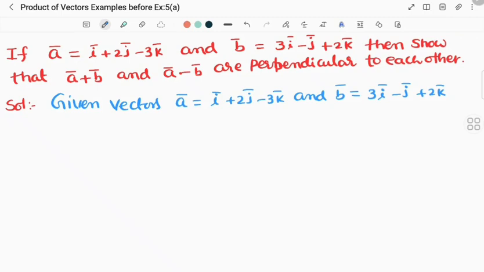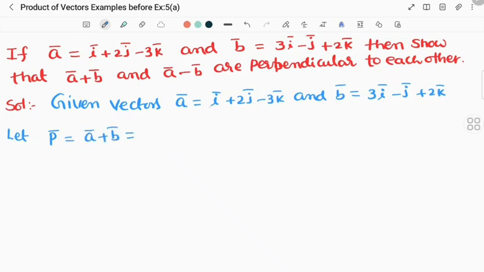What are they asking to prove? They are asking to prove that the two vectors a bar plus b bar and a bar minus b bar are perpendicular. So what I am doing is, let p bar equal the sum of the vectors a bar plus b bar.